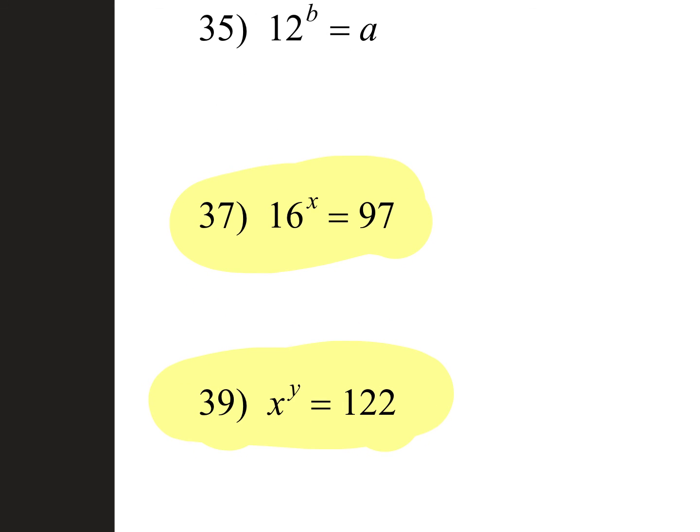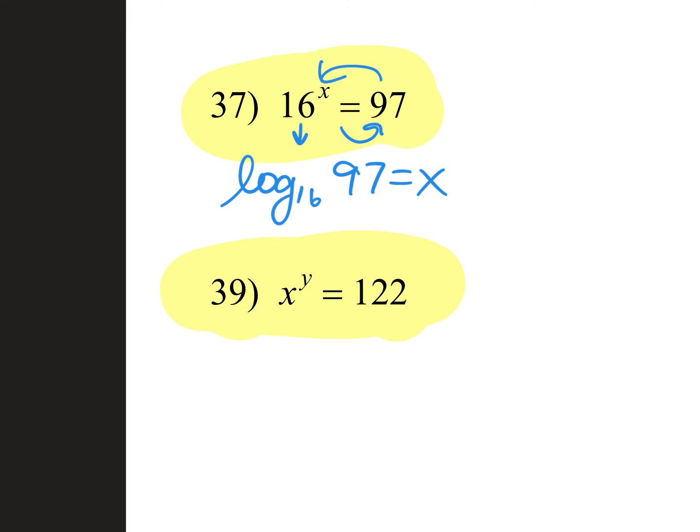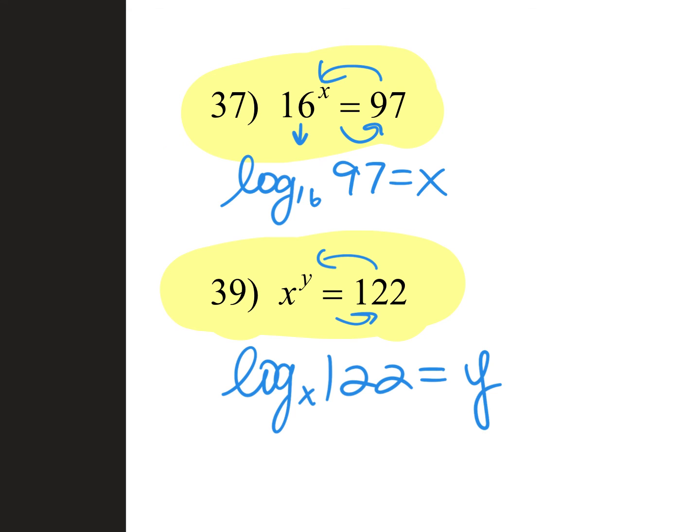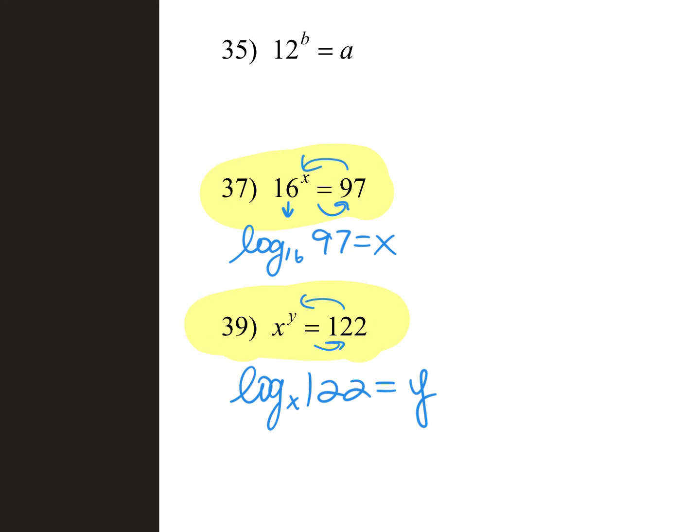All right, 37. Help me out. Log little 16. That's okay. That's why we're practicing. And then 97 equals x. Good. All right, you want to do 39? Log little x. Good. Big 122 equals y. Perfect. So what I want you to do right now, take the next 6 minutes and just practice going from exponential to logarithmic, logarithmic to exponential, and then finish your web assignment and get it submitted, okay? Thank you.